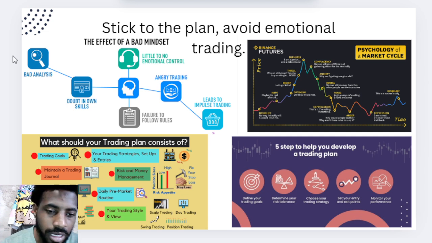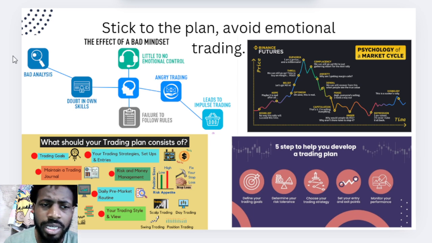Okay. Risk and money management is very important. So know what you're risking. Manage your money. Okay, that's the reason why you should be a trader, is to learn how to manage. And daily prepare market routine.